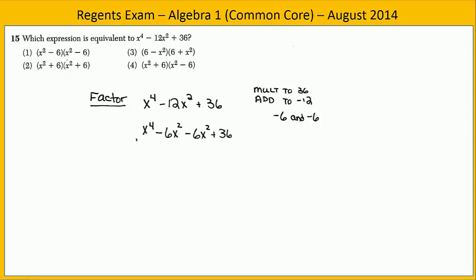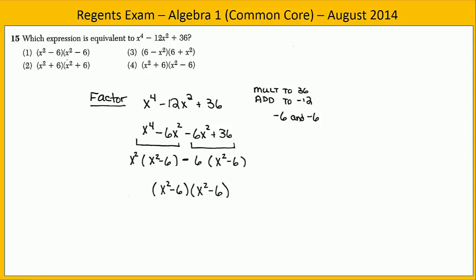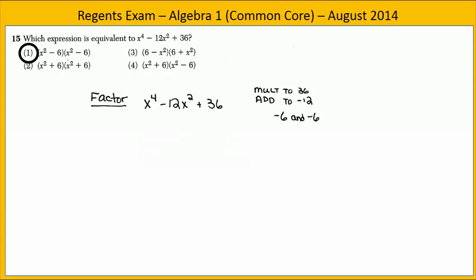We do the substitution, and then we factor each half of the expression. We end up with x squared minus 6 times x squared minus 6. Choice 1 is the equivalent expression. Another option for factoring is to use the grid.